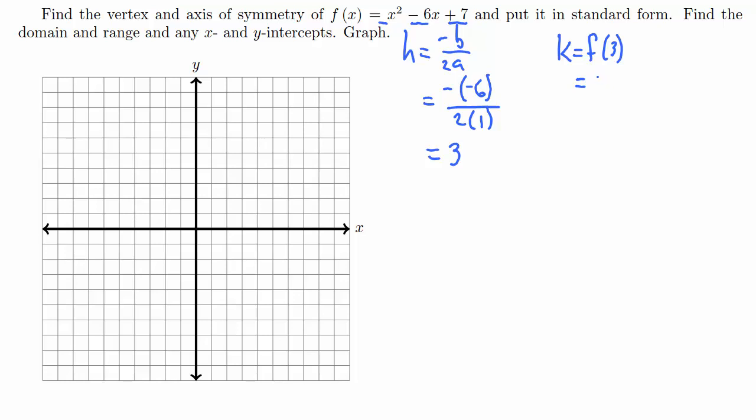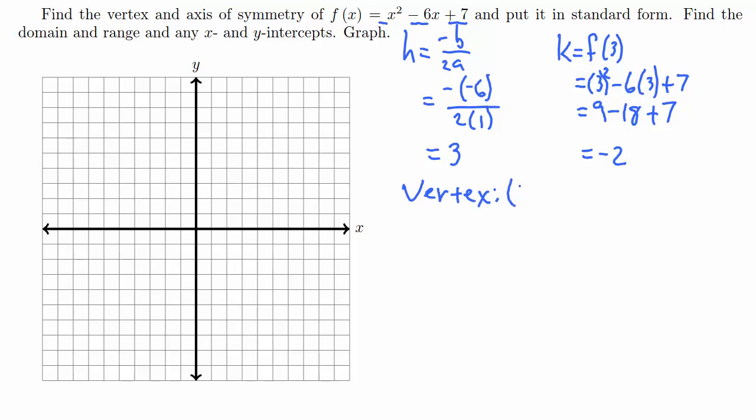So this is going to give us 3 squared minus 6 times 3 plus 7. Now, 3 squared is just 9. Negative 6 times 3 is negative 18. And then plus 7. So 9 plus 7 is 16. Negative 18 plus 16 is negative 2. Fantastic. So the vertex here is going to be the coordinate 3, negative 2.